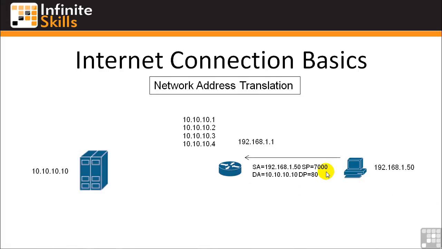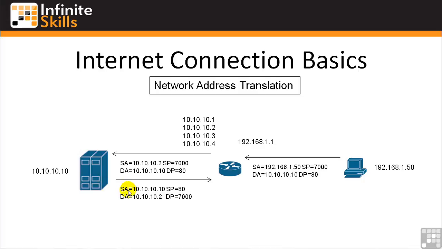So, this guy sends out a request on port 80. The source address is me on port 7000. The destination address is 10.10.10.10 on destination port 80. This NAT device then translates this 192.168.1.50 address to 10.10.10.2. So it changes the source address to 10.10.10.2. It does not translate the port. The source port is the same on both sides of the connection. The only thing that changes is the network address. The destination address is 10.10.10.10 on destination port 80.